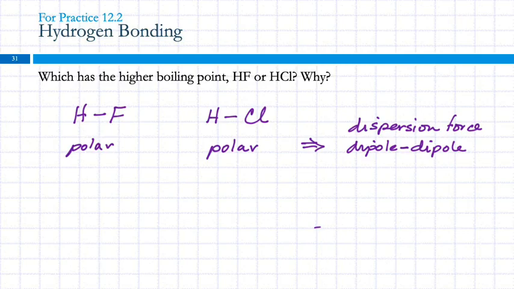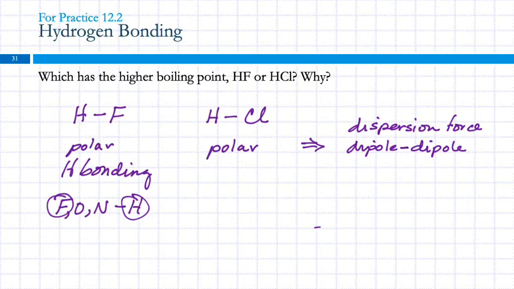I didn't plan this out very well, but that's okay. The third type of intermolecular force that we talked about was hydrogen bonding. Do either of these have hydrogen bonding? Yeah. F, O, or N bonded to hydrogen. Well, we've got the fluorine and hydrogen, so this has hydrogen bonding. The molecules stick together more strongly, and so you have to get it to a higher temperature before you can get them to separate. So HF has a higher boiling point because it has hydrogen bonding, which is a stronger intermolecular force. Any questions?